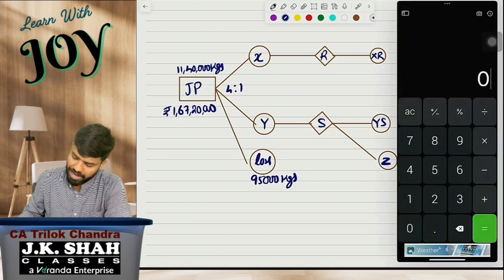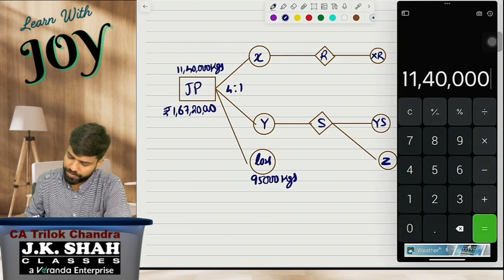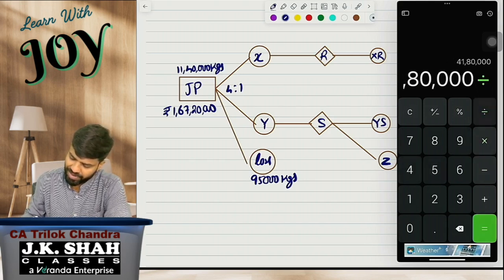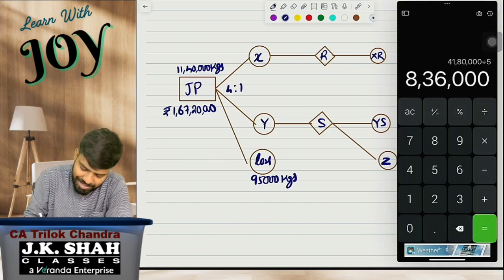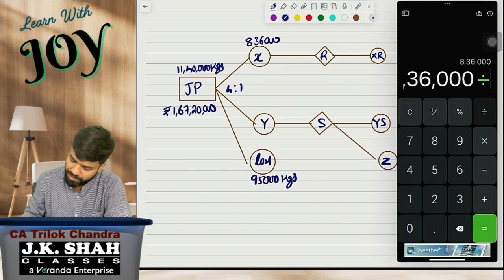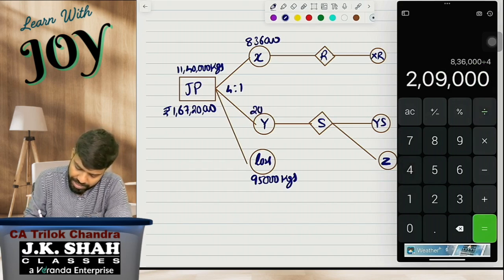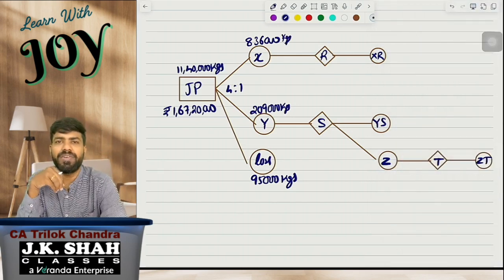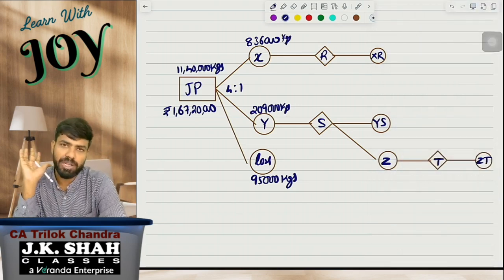So 11 lakh 40,000 minus 95,000 kgs equals 10 lakh 45,000. 4 is to 1, so into 4 divided by 5, 8 lakh 36,000 kgs of X. 8 lakh 36,000 kgs of X divided by 4, 2 lakh 9,000 kgs of Y. I hope you understand till here. So joint cost is given, input is given, we are calculating the output also.